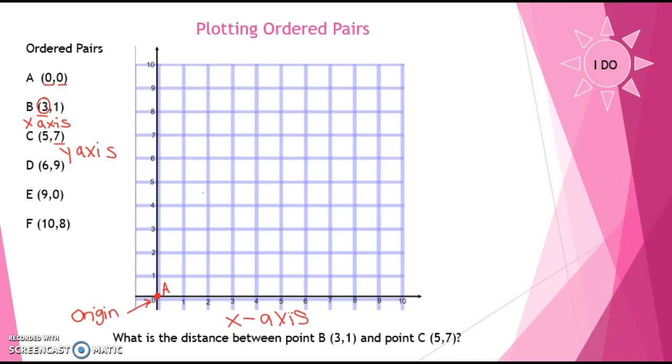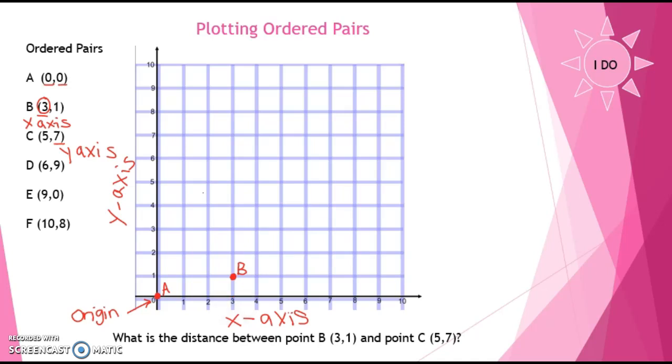Our number 3 is the x-coordinate. We are going to find our 3, because we're along the x-axis. Then over here is the y-axis. Once we've gone over on the x-axis to 3, we're going to go up 1, and we're going to plot our point right here. So this coordinate is 3, 1, or point B.